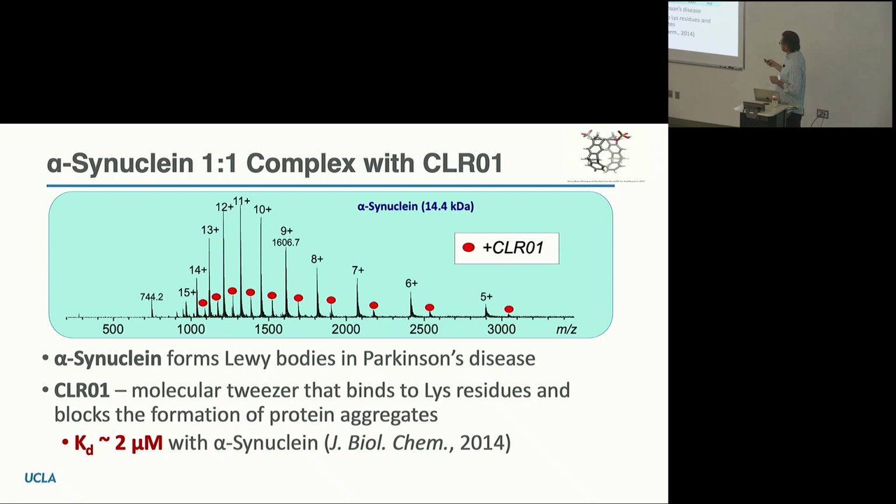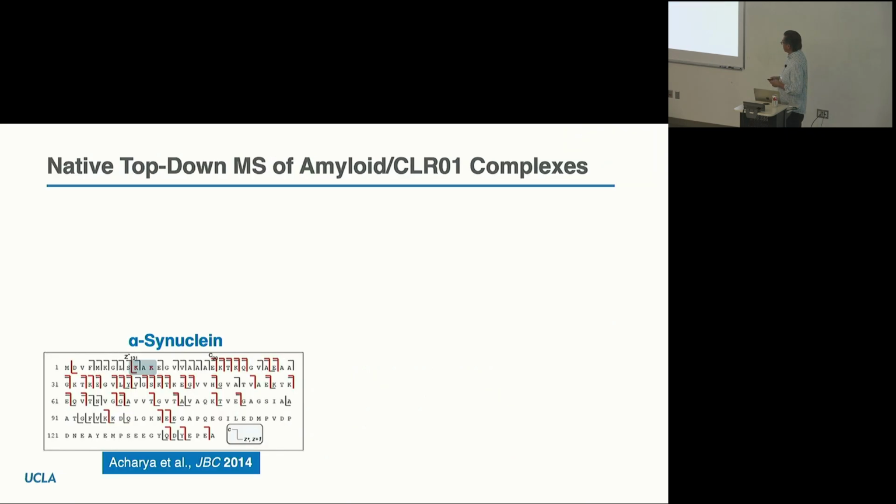So here's an electrospray spectrum of alpha-synuclein. It binds to one molecule of this CLR01, represented by these red dots. It has a binding constant of about 2 micromolar, measured by mass spectrometry, the same method I told you a little bit about earlier. And then when we fragment the protein plus this one CLR01 molecule using ECD, we can locate the binding site to somewhere in the N-terminal region, near one of these lysine residues near the N-terminus.